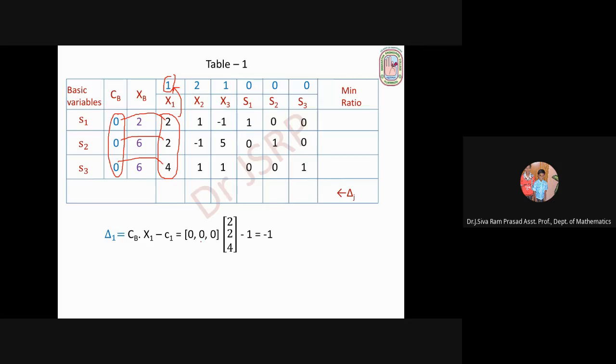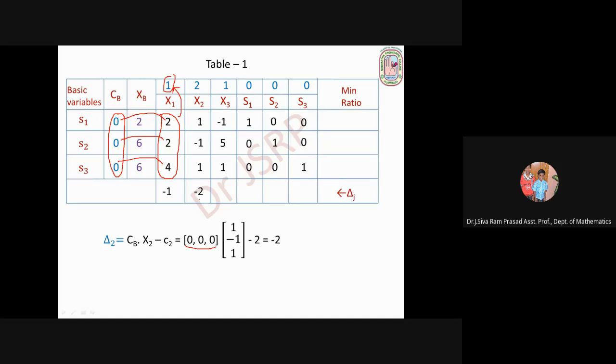That is 1. Since this is a 0 vector, 0 vector into any vector is 0. This becomes 0 minus 1, right here minus 1. So this is delta 1. Similarly, delta 2. What is delta 2? CB into capital X2 minus C2. Same formula. CB, that is row vector, this is row 0 0 0 into column vector 1 minus 1 1. So this becomes 0 minus 2. This is minus 2.